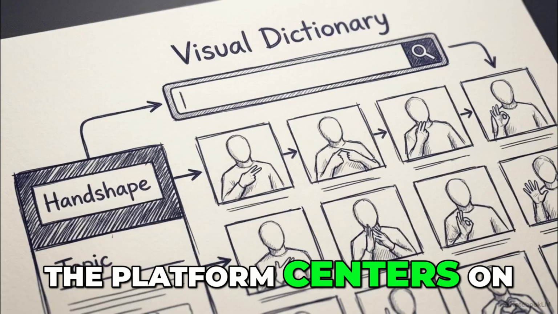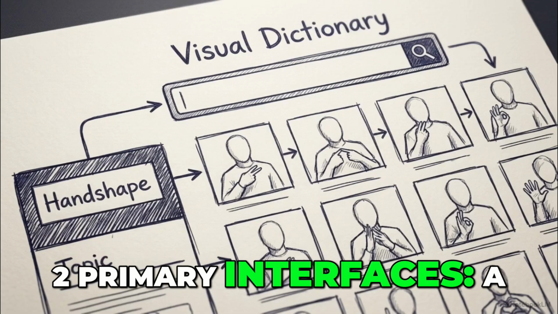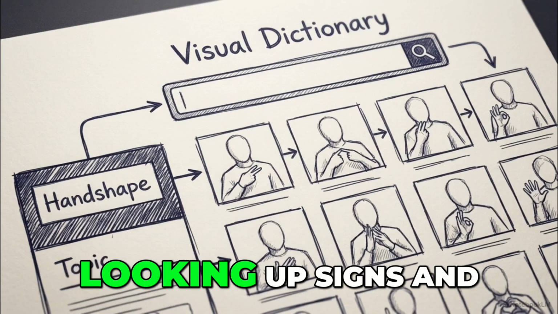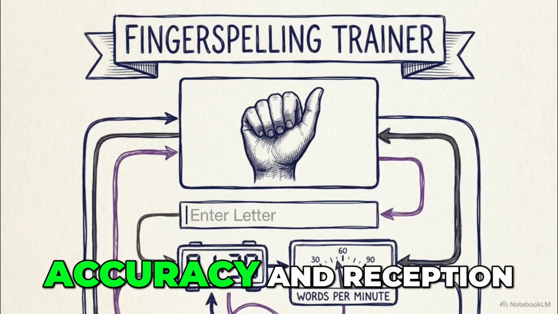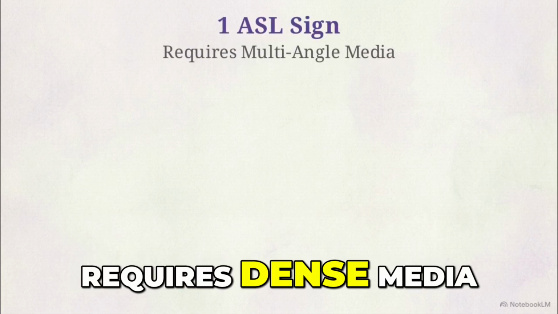The platform centers on two primary interfaces: a server-rendered visual dictionary for looking up signs, and a real-time fingerspelling trainer that tests both spelling accuracy and reception speed. Teaching a spatial language requires dense media.